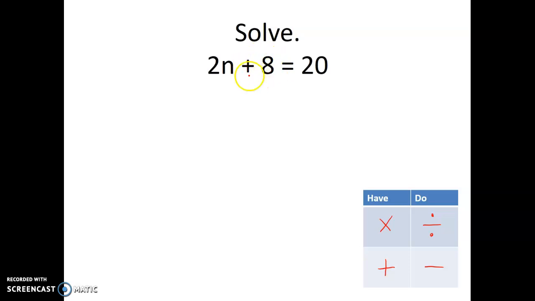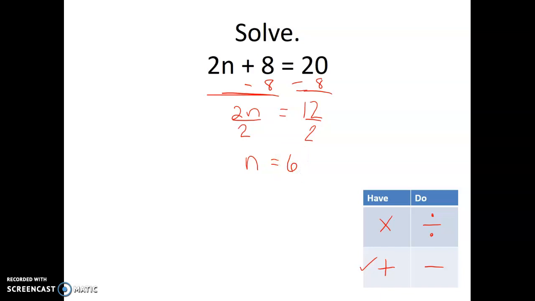So I'm going to undo the plus 8 by subtracting 8 from both sides, which leaves 2n over here, and 20 minus 8 is 12. So I've undone my addition. Now I need to undo my multiplication with division. So I'm multiplying by 2. I'm going to divide both sides by 2. That leaves just n over here, and 12 divided by 2 is 6.